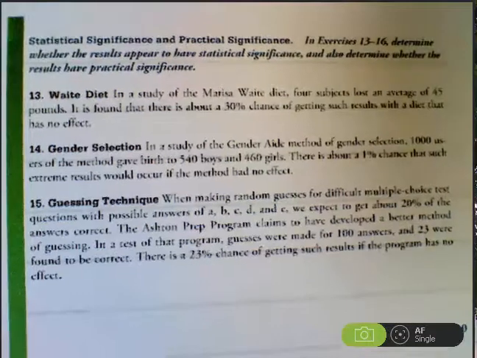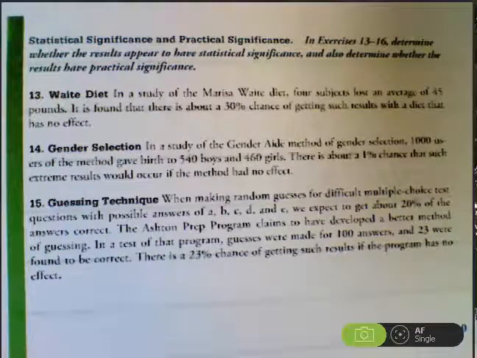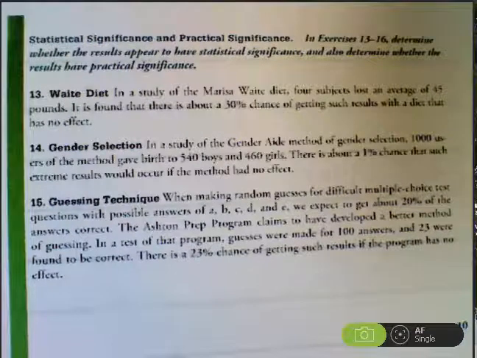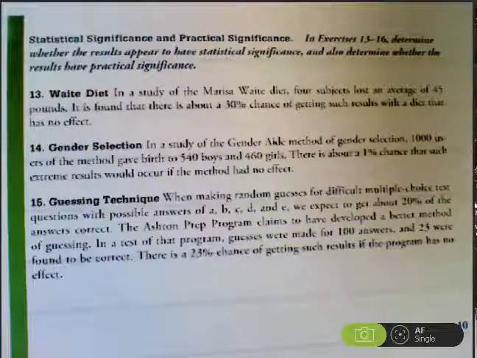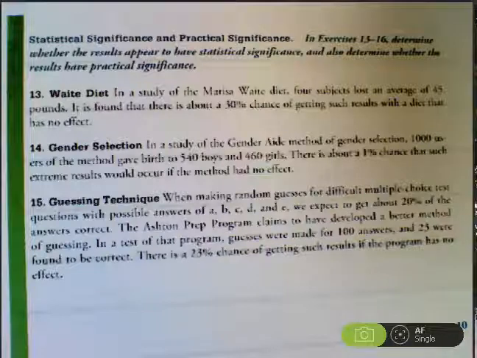We're supposed to determine whether the results have statistical significance and also determine whether they have practical significance. Number 13, in a study of the Marissa Weight Diet, 4 subjects lost an average of 45 pounds. It's found that there is a 30% chance of getting such results with a diet that has no effect. To answer the question, are those results statistically significant?